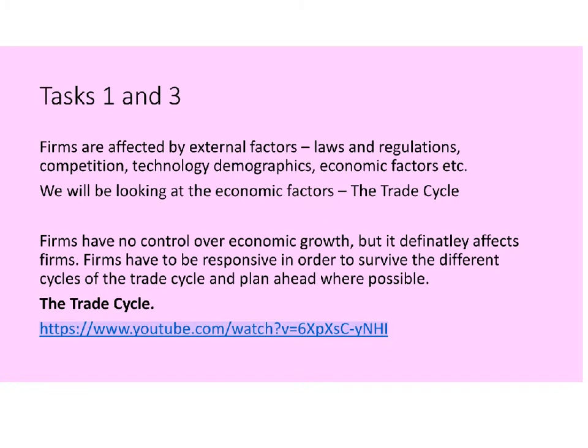So firms are affected then by external factors. So that means things like laws and regulations, competition, technology, demographics, economic factors, amongst others. So we're going to be looking at for this assignment just the economic factors, and in particular we're going to be looking at the trade cycle, or the business cycle it's also called. So firms have no control over economic growth, but it definitely affects firms. Firms have to be responsive in order to survive the different cycles of the trade cycle and plan ahead where possible. So this link here takes you to a video on what the trade cycle is.